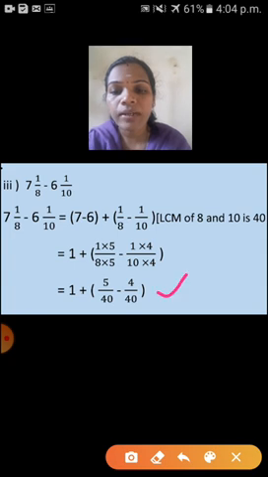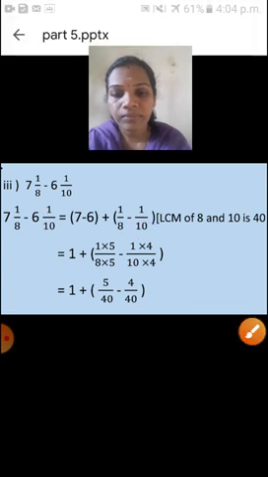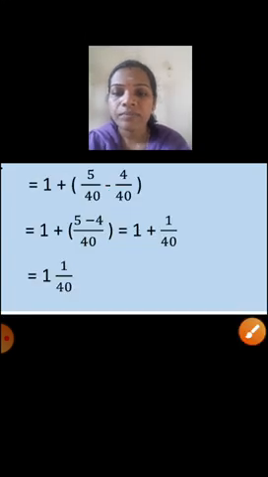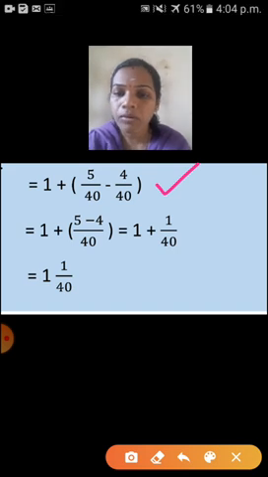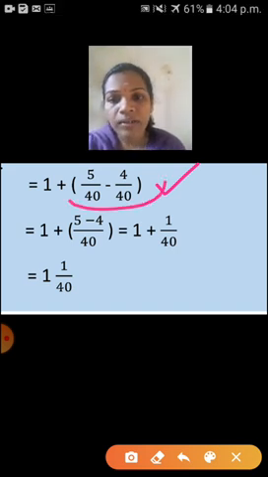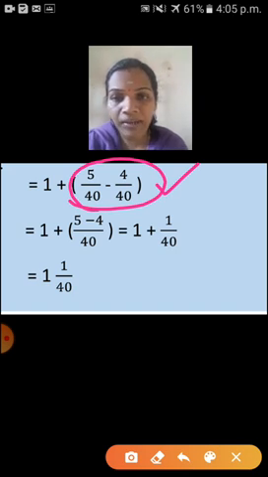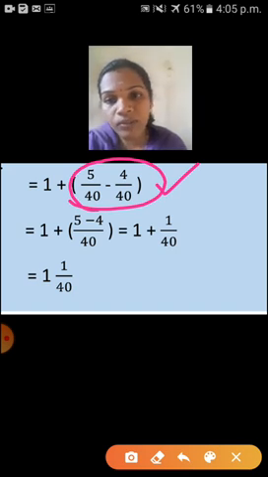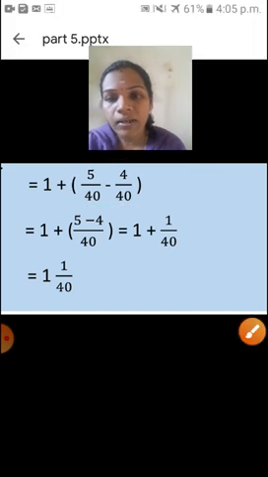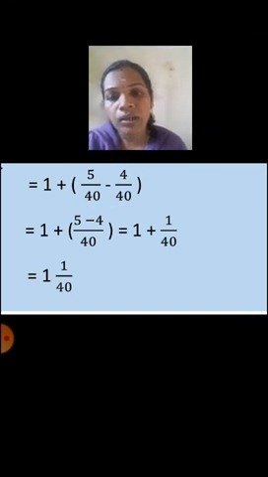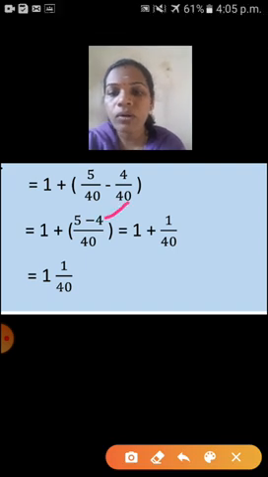Next one is you have to multiply and write. 1 plus 5 1s are 5 upon, plus 4 1s are 4, that means upon 40. Okay. See here. 1 plus 5 upon 40 minus 4 upon 40. Now you got what? Like fractions. Are you happy? Yes, hereafter what you have to do? It is so easy to subtract. So 1 plus, here what will come? Numerator you have to subtract. That means 5 minus 4 upon 40. So is equal to what? 1 plus 1 upon 40.